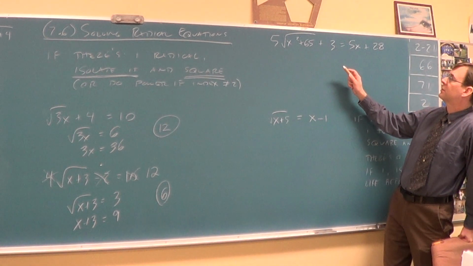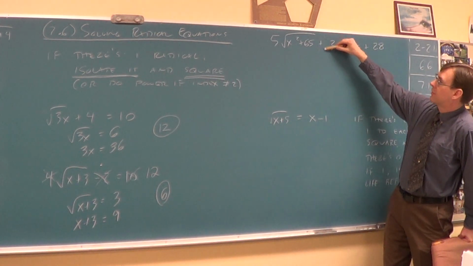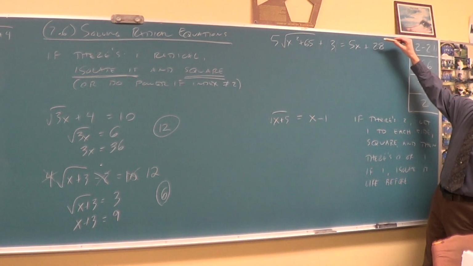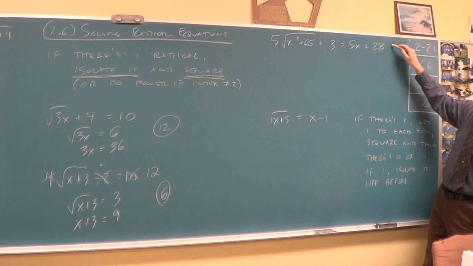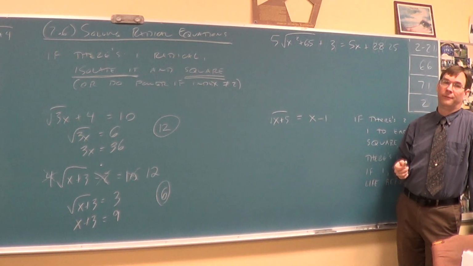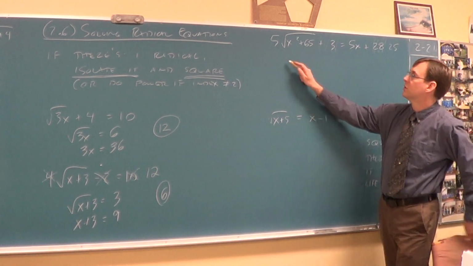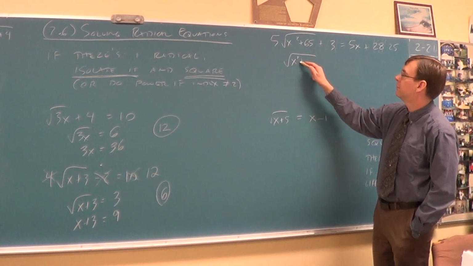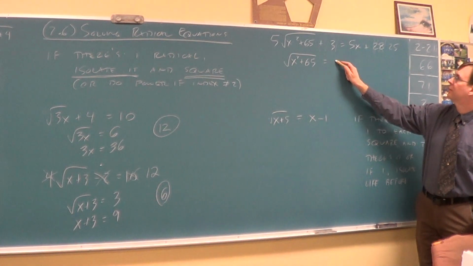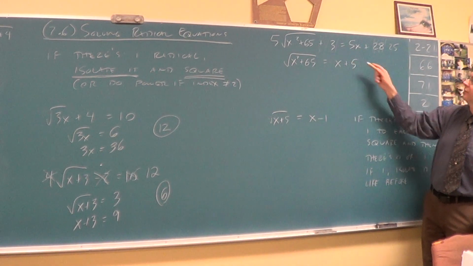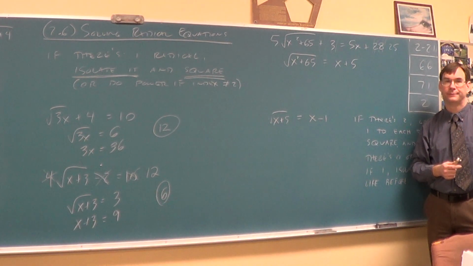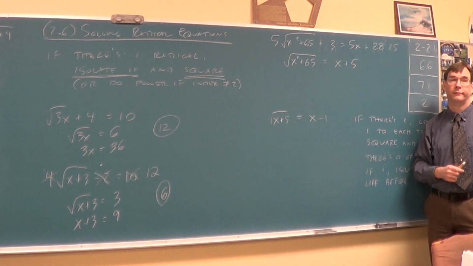So what would you do first? Subtract the 3. If you subtract the 3, that's going to change 28 into 25. Then what? Divide by 5. So the root would be alone. If we divide this stuff by 5, x plus 5. Question about that? Halfway. Got it alone.